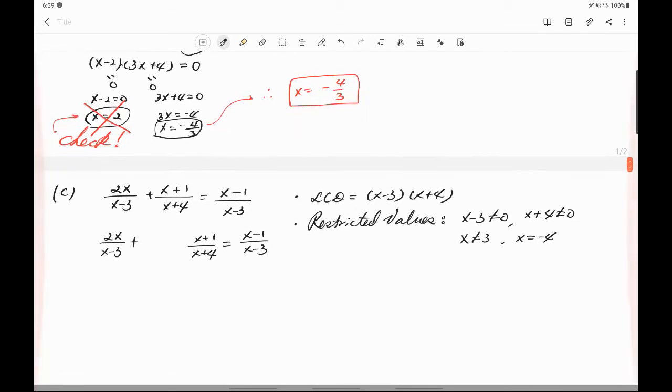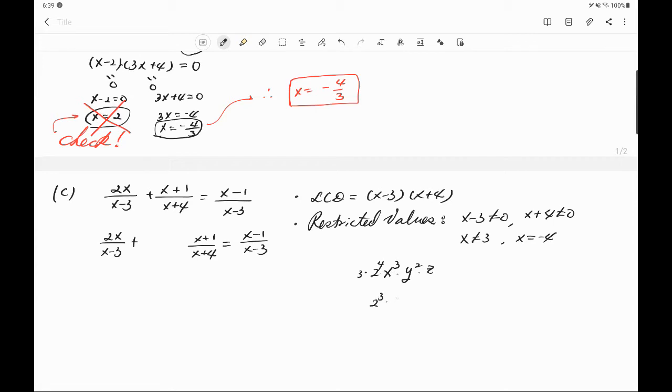How do you find the LCD? In order to find the LCD, something like this. We have 2x cubed, let's say y squared z. And another one is, let's say this one is 2 to the fourth power, and then we have a 3, like this. And then there is 2 cubed x to the fifth power and z to the fourth power. So we have two numbers.